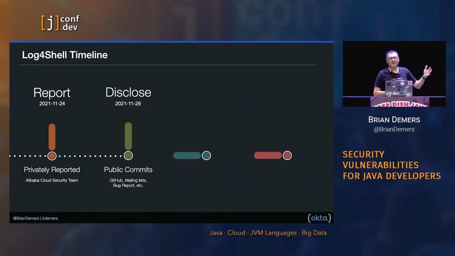Then I hinted at this before, but the Log4j team created a public bug. There were some pull requests. The ASF uses Jira. Jira sends out a bunch of emails. Those emails are in mailing lists. It gets indexed by Google. This information is now out there, right? It's essentially been disclosed.